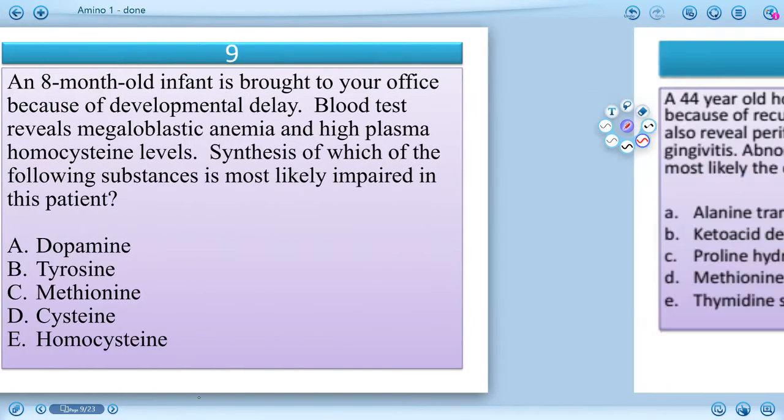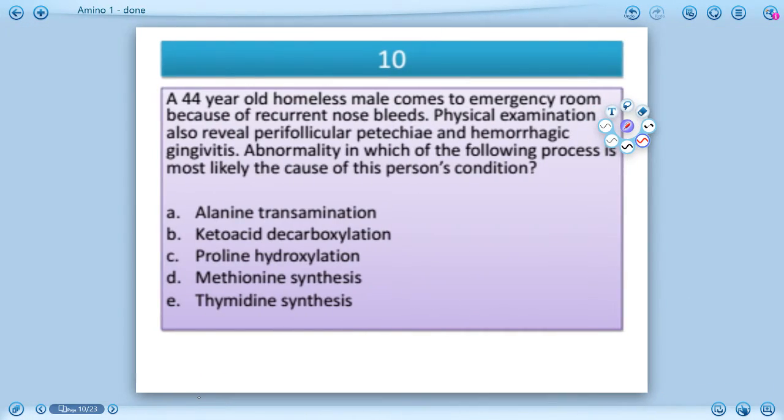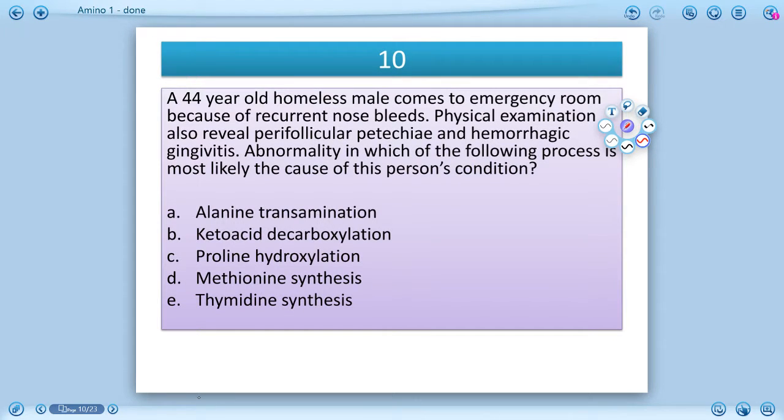So 10. A 44-year-old homeless male comes to the emergency room because of recurrent nosebleeds. Physical examination also reveals perifollicular petechiae. See, perifollicular means around the hair follicles. Petechiae means tiny bleeding, small bleeding. The smallest bleeding are known as petechiae. And hemorrhagic gingivitis. Bleeding gums. Inflammatory gums are bleeding. Now whenever you hear those, always think of vitamin C.